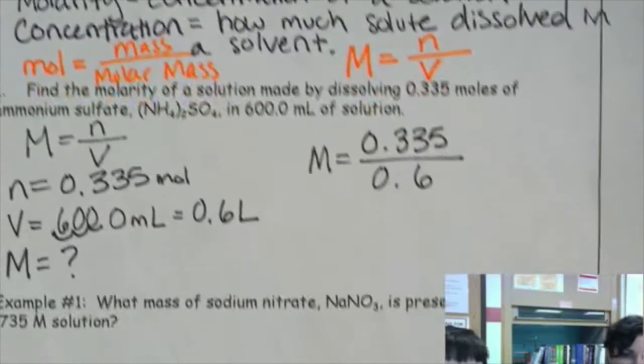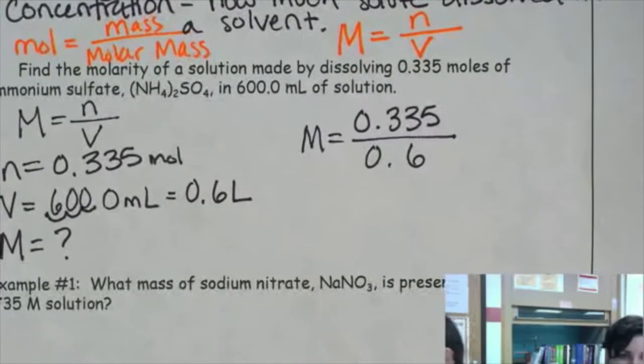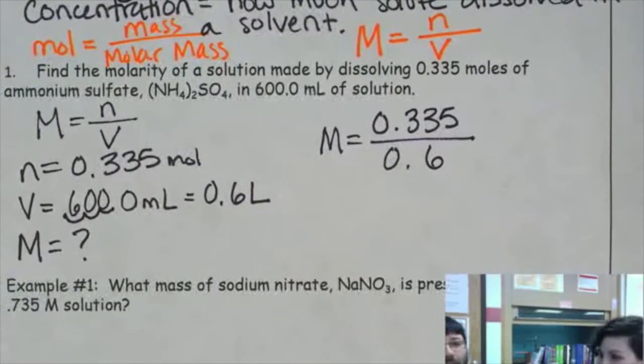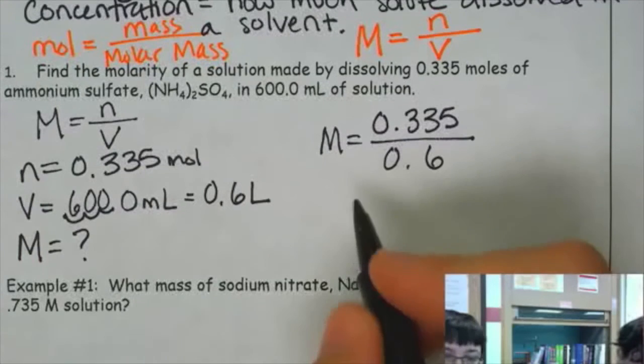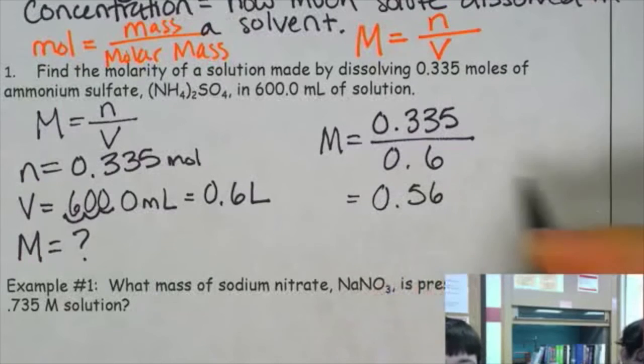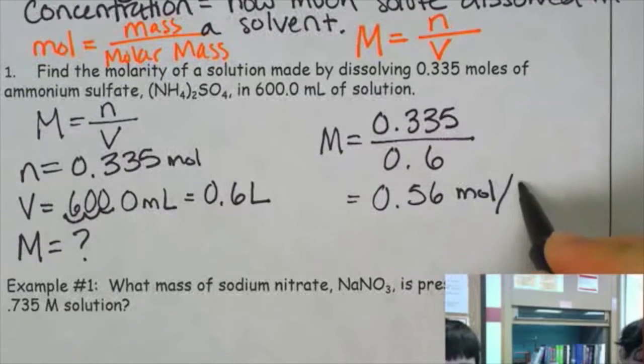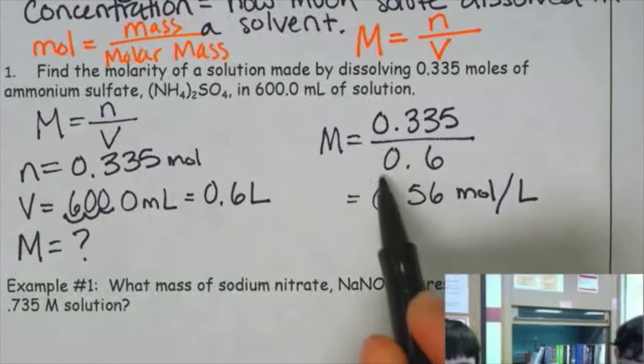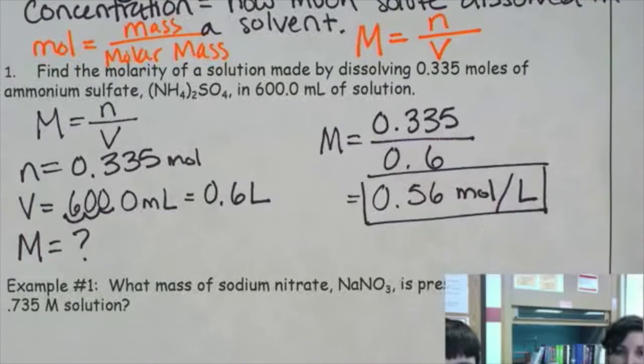And we're going to calculate that out. So we have 0.335 divided by 0.6. Yep. 0.56 moles per liter. That's the units for concentration right there. Well, that wasn't very hard, was it? Nope, didn't seem that bad.